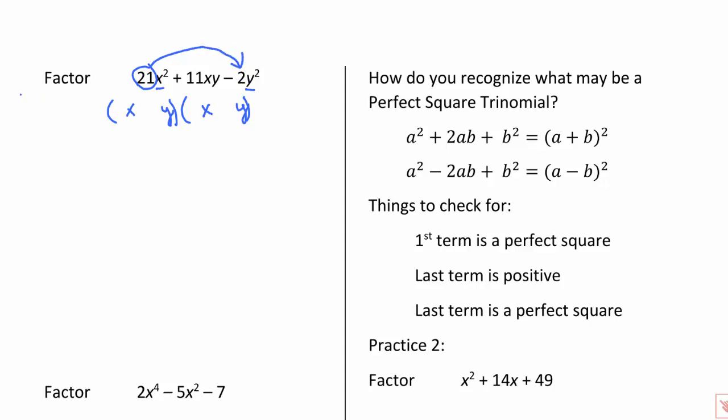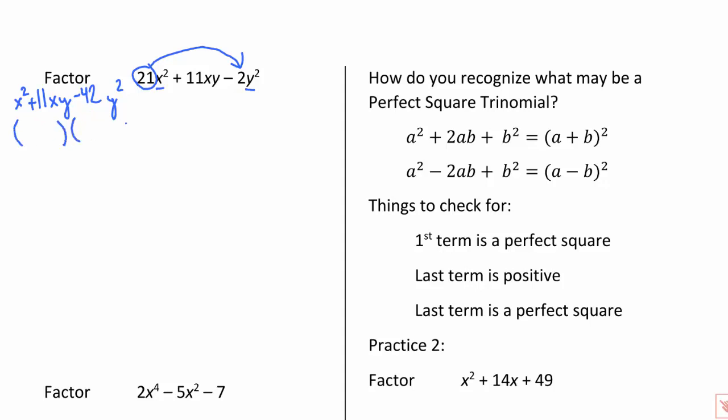And what that does is it gives me something else to factor. The trinomial that we're going to factor is x squared plus 11xy, and then negative 2 times 21 is negative 42y squared. So this is what we're actually going to factor in this problem.